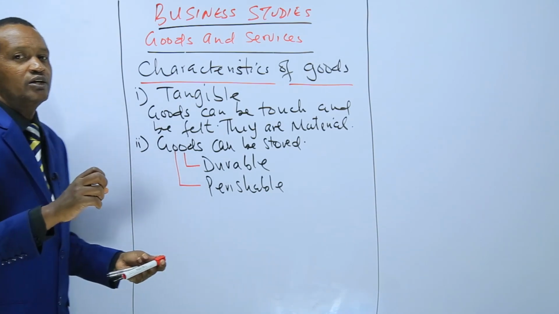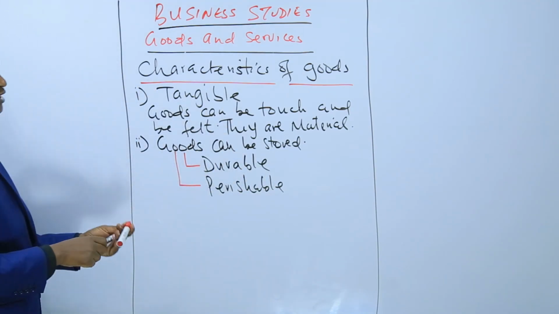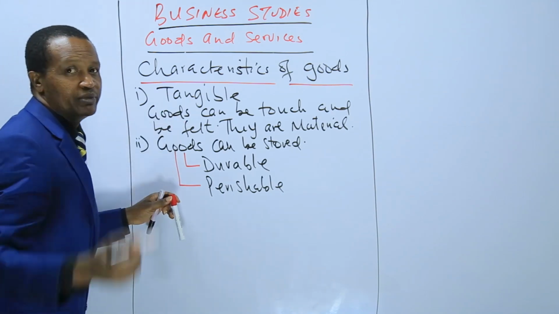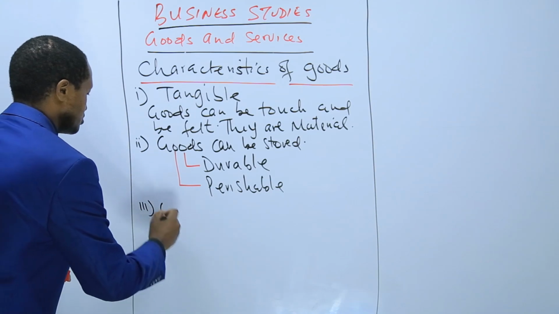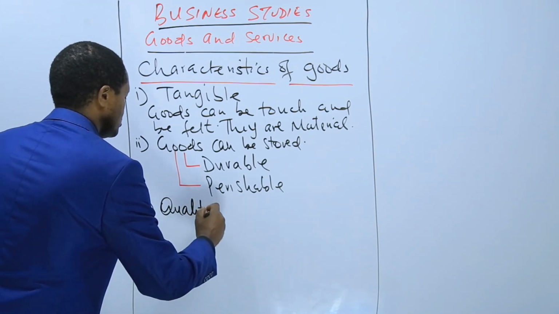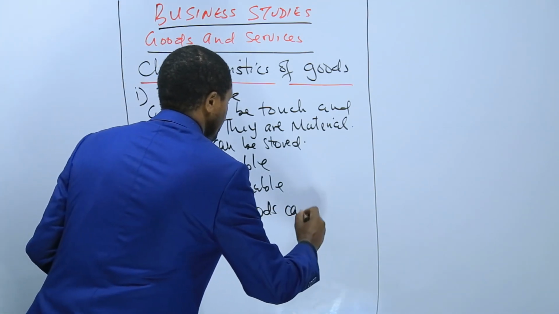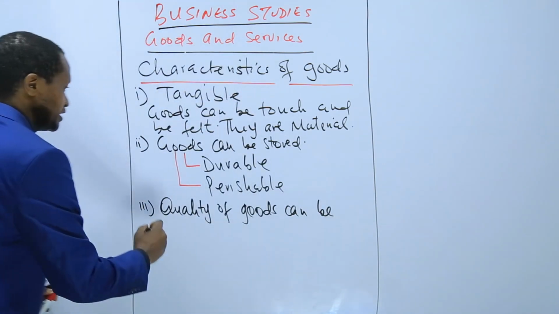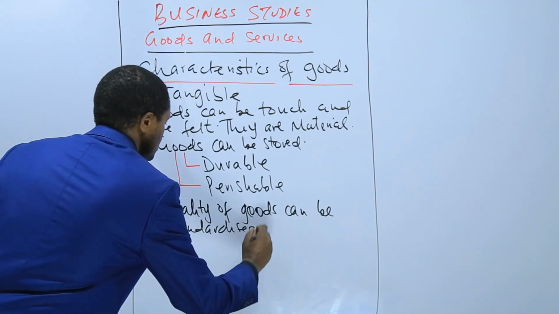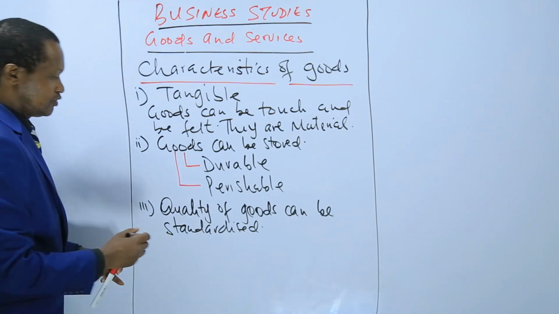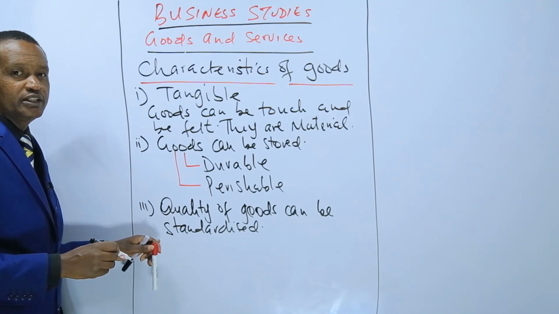Then another characteristic is that quality can be standardized. When you're talking about these goods, the quality of goods can be standardized. Number 3, the quality of goods can be standardized.